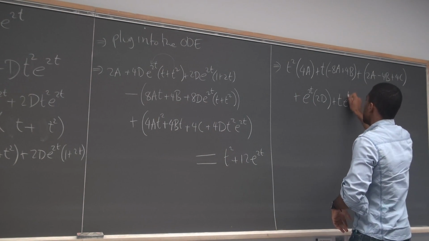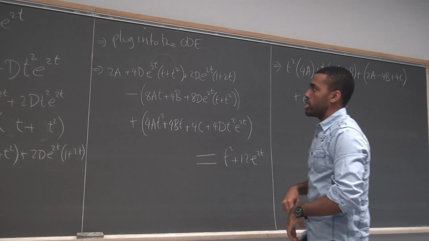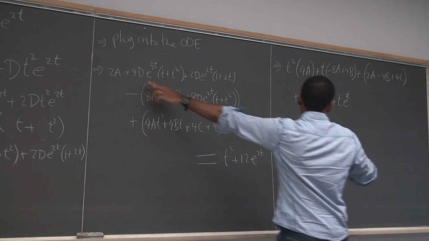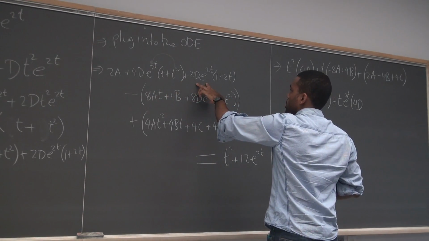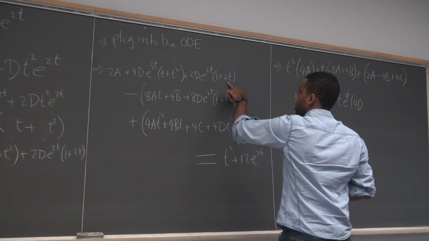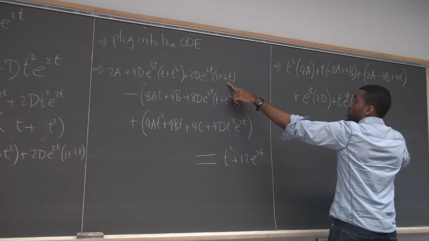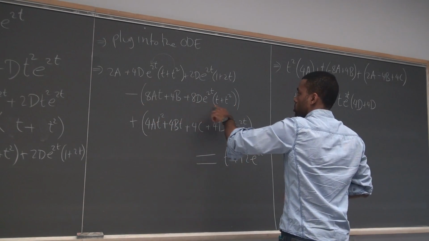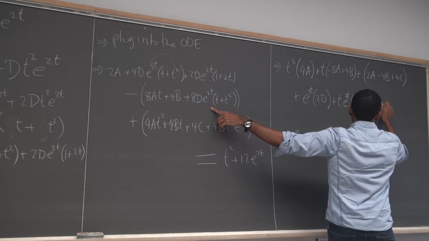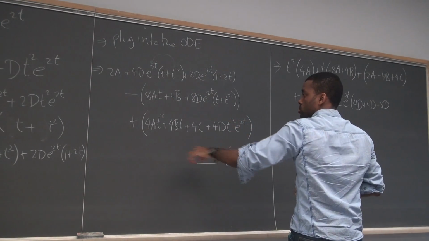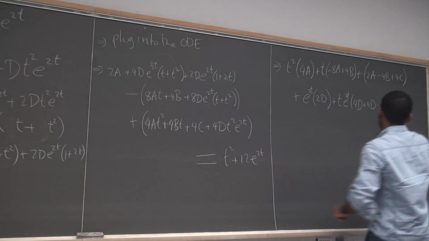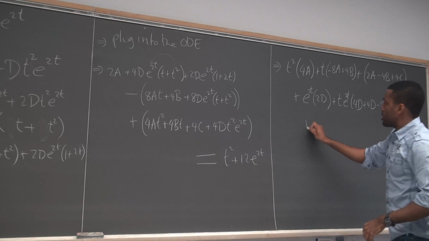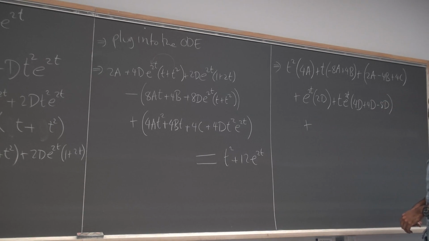Now let's look at the t e to the 2t's. Where are all our t e to the 2t's? Here, we have 4d. Another 4d from this one when we multiply out. Minus 8d. Where do you see 4d? Oh no, that's a t squared. Okay, would it make sense to get rid of that because it comes out to 0? Yeah, it comes out to 0. We're going to ignore it, essentially.